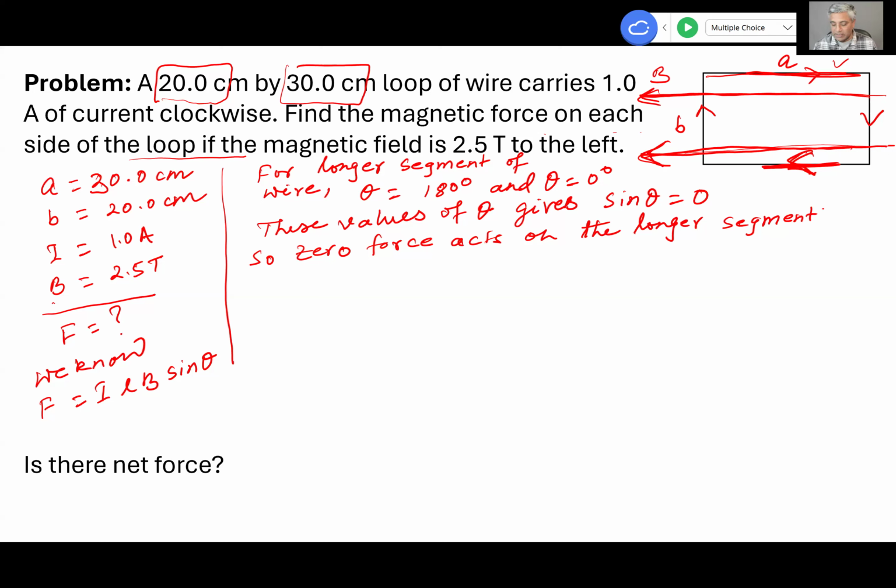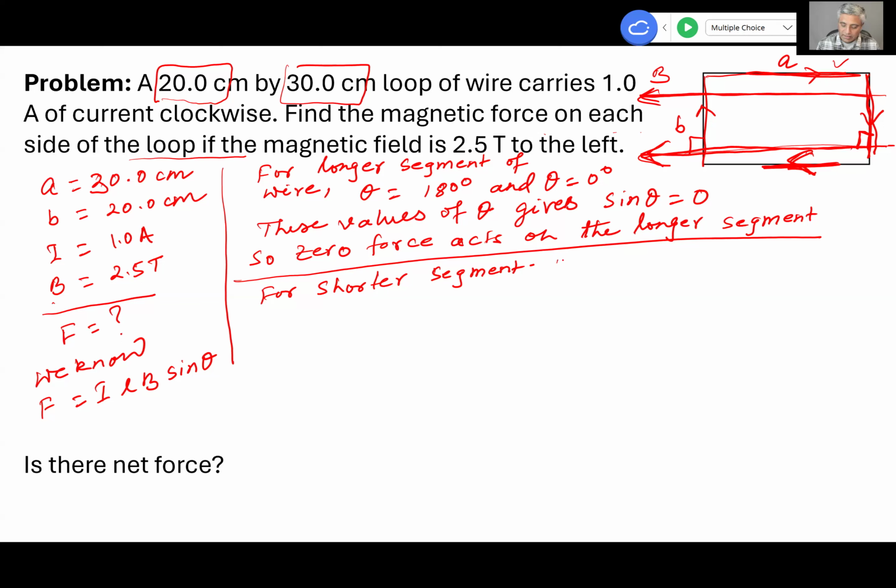Now for the shorter segment, or segment B, the angle between B and the current segment of the wire is basically 90 degrees. Theta is 90 degrees, so this gives us sine theta, or sine 90, equal to 1.